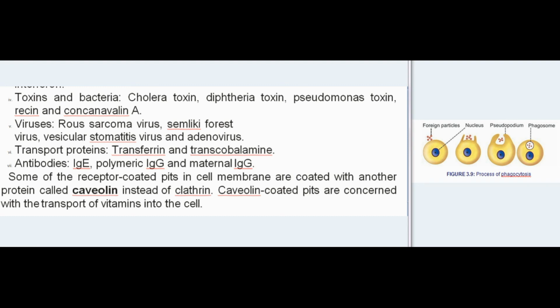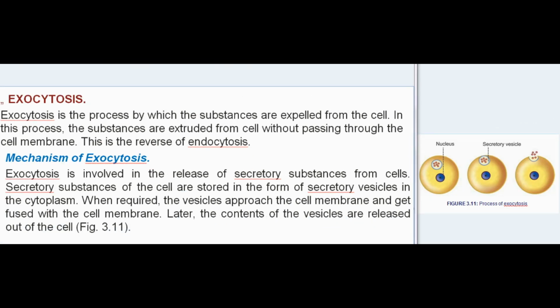Some of the receptor-coated pits in the cell membrane are coated with another protein called caveolin instead of clathrin. Caveolin-coated pits are concerned with the transport of vitamins into the cell. Exocytosis. Exocytosis is the process by which substances are expelled from the cell. In this process, the substances are extruded from the cell without passing through the cell membrane. This is the reverse of endocytosis.